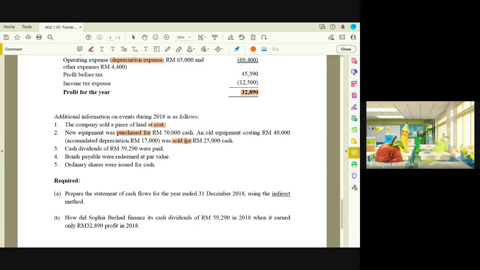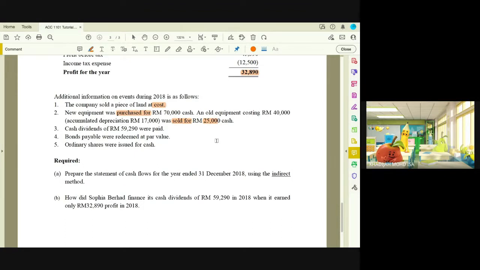Remember your cash flow, there are three activities: your operating, your investing and your financing, right? So your new equipment is under investing. So when you purchase, there will be a minus 70,000 cash, because you pay by cash. But at the same time, you sold your equipment, right? Your sold equipment cost 40,000 and you sold that for 25,000. So which one is cash in? Cash in is the 25,000, right? But because there's a disposal, you have to check on the gain or loss on the disposal, right? So later we look into how to do that.